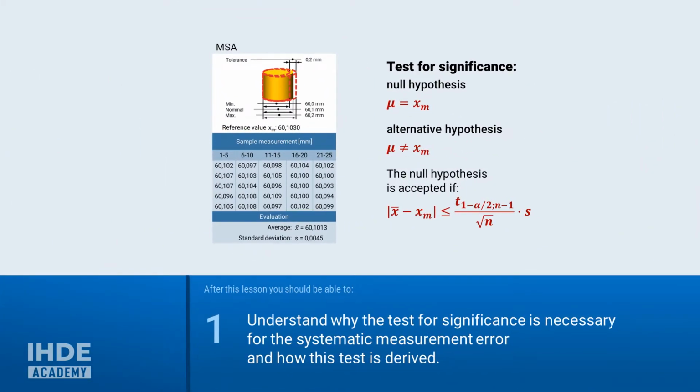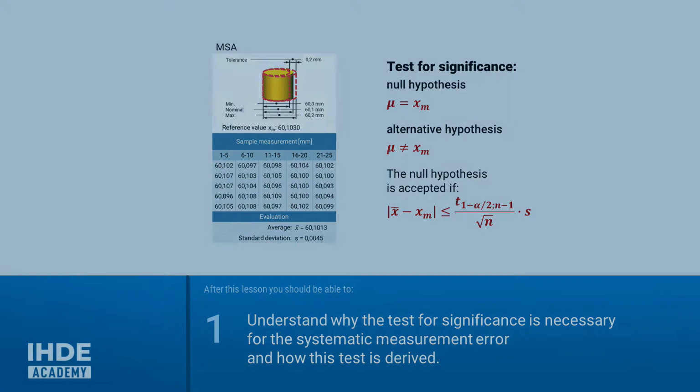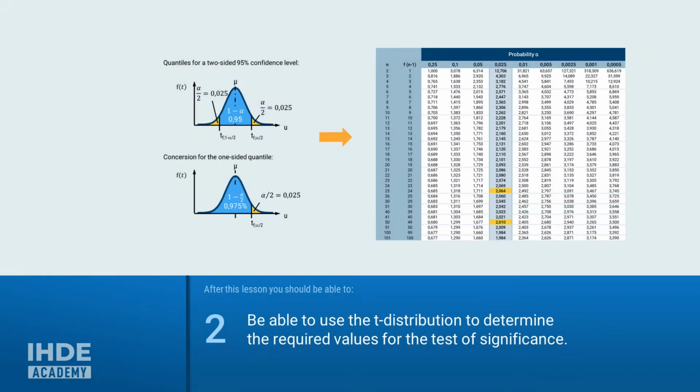And hello again to this lesson, which essentially has two learning objectives. At the end, you should have understood why the test for significance is necessary for the systematic measurement error and how this is derived. Furthermore, you should be able to use the t-distribution to determine the required values for the test for significance yourself.